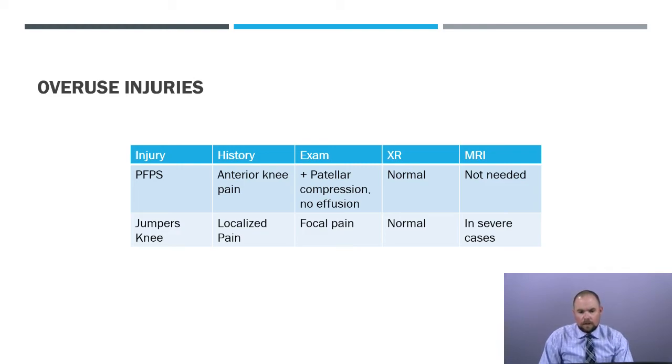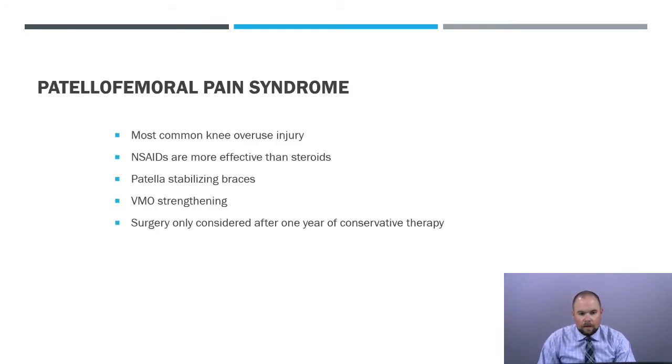It's kind of localized pain in the anterior knee. X-rays are going to be normal, and then really not needed an MRI as far as evaluating that patella or quadricep tendon there, unless it's a severe case that's not responding to treatment. So again, this patellofemoral pain syndrome is really the most common overuse injury we see.